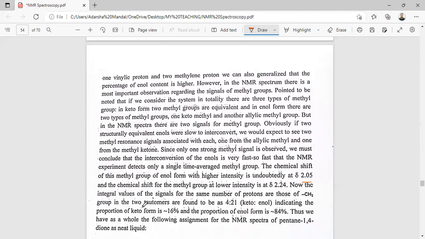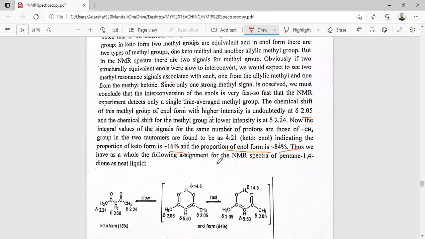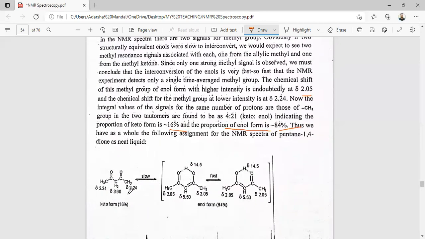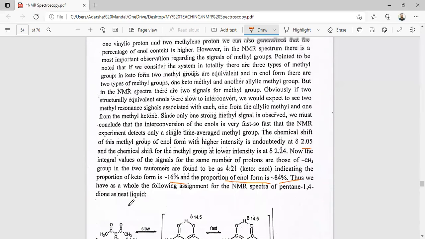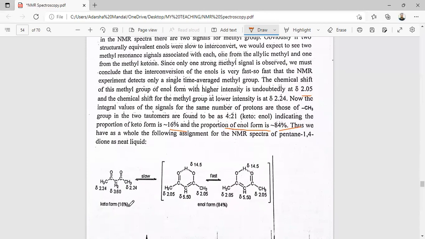Now the integral signals for the same number of protons, those for the CH3 groups in the two tautomers, are 5 to 4.21, indicating that the proportion of ketone is 16% and the proportion of enol is 84%. Thus, we have the whole assignment for the pentane-2,4-dione neat liquid. So from this NMR spectrum, we can calculate the percentage of the keto and enol forms of this tautomerism.